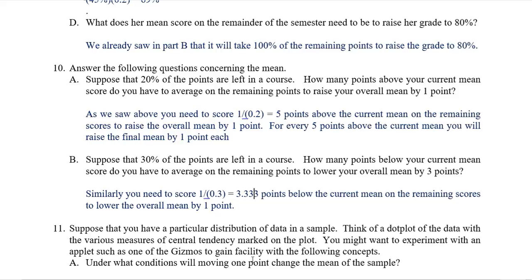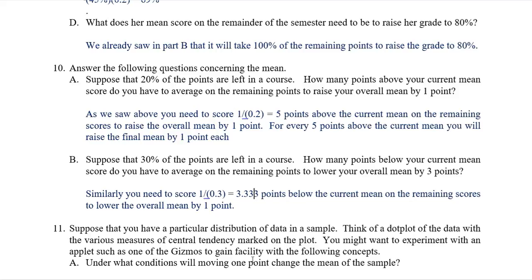Okay, let's keep going with some more examples. Suppose that you have a particular distribution of data in a sample. Think of the dot plot of the data with the various measures of central tendency marked on the plot. You might want to experiment with an applet such as one of the gizmos to gain facility with some of these concepts, or you may want to experiment with some data sets either by hand or using Excel or Minitab or something like that.